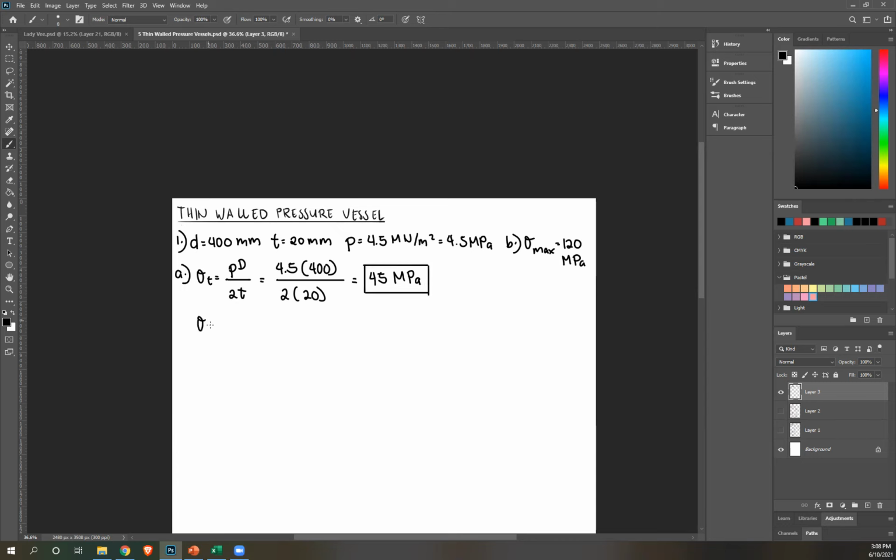Now, to get longitudinal stress, you can just divide this by 2 and you're going to get the longitudinal stress. Or if you want, you can go through the equation PD over 4T. So that's 4.5 times 400 over 4 times thickness 20. You're going to get 22.5 MPa. Yes, correct. Okay, so that's part A.